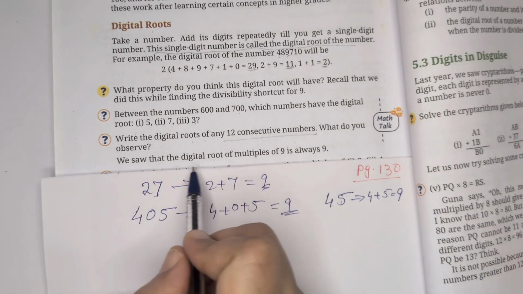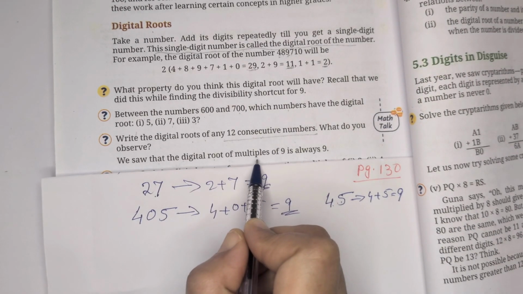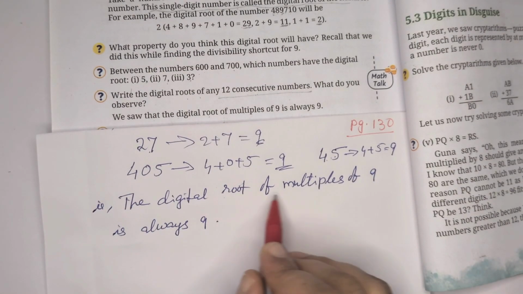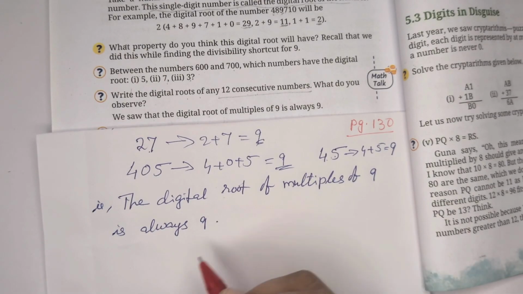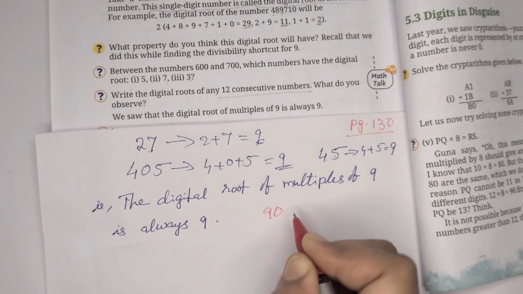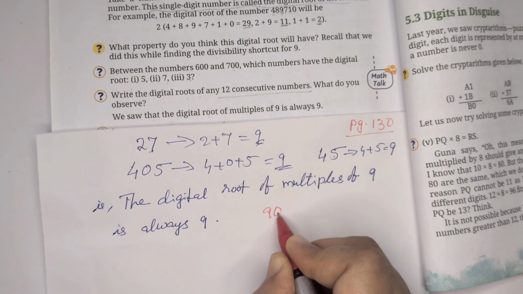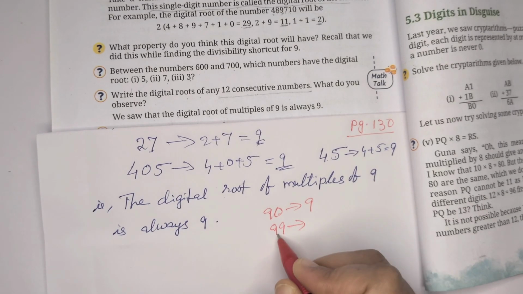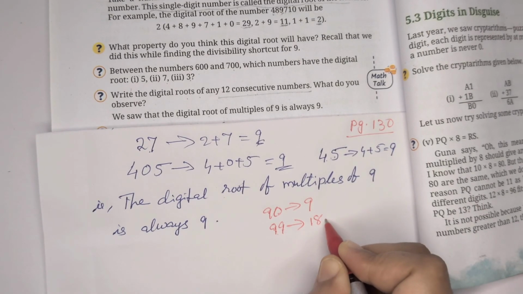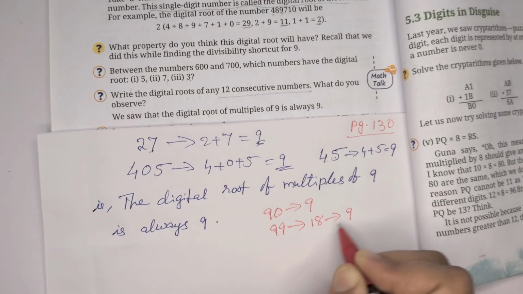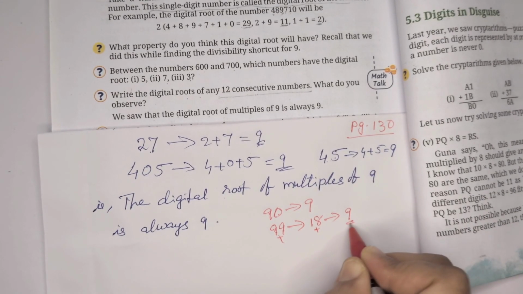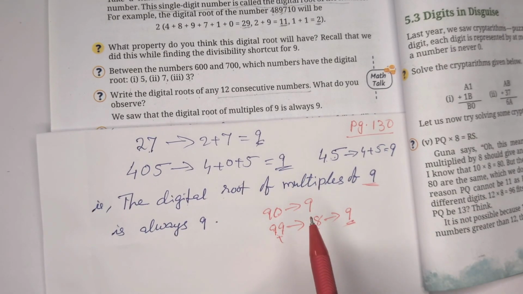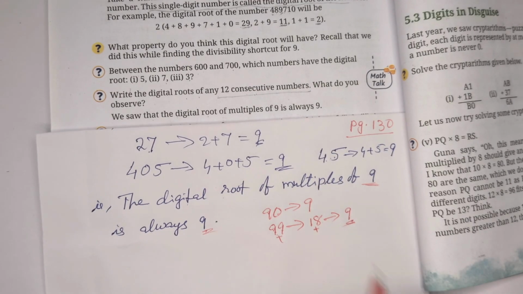So we can write here the digital root of multiples of 9 is always 9. We can take any number. 90. Digital root, it will come 9 plus 0, that is 9 itself. Another multiple is 99. 9 plus 9, 18. Again 1 plus 8, it will come 9. Add the digits. So finally we will get 9, which means the digital root of multiples of 9 is always 9.